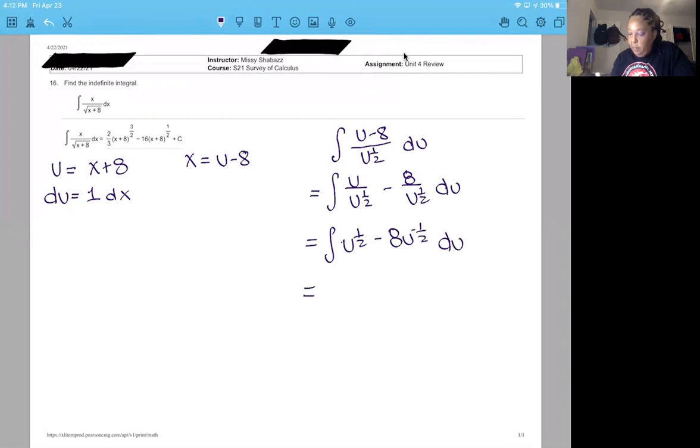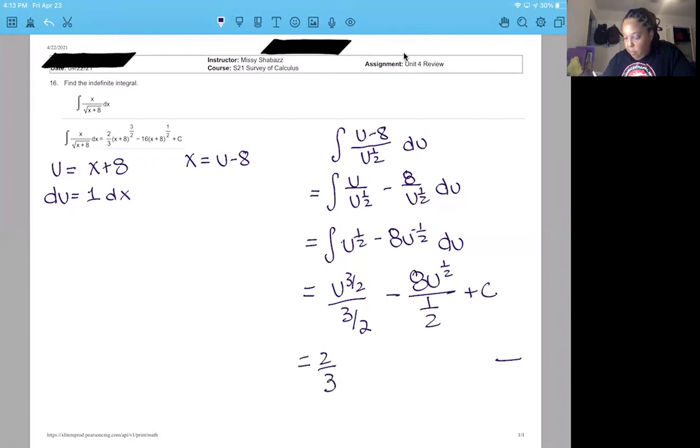Now I'm ready to integrate. U to the 1/2 is going to give me u to the 3/2 divided by 3/2. And u to the negative 1/2 is going to give me u to the 1/2 divided by 1/2. Now let's multiply by the reciprocals and plug back in our u. 2/3 x plus 8 to the 3/2 minus 16 x plus 8 to the 1/2 plus c.